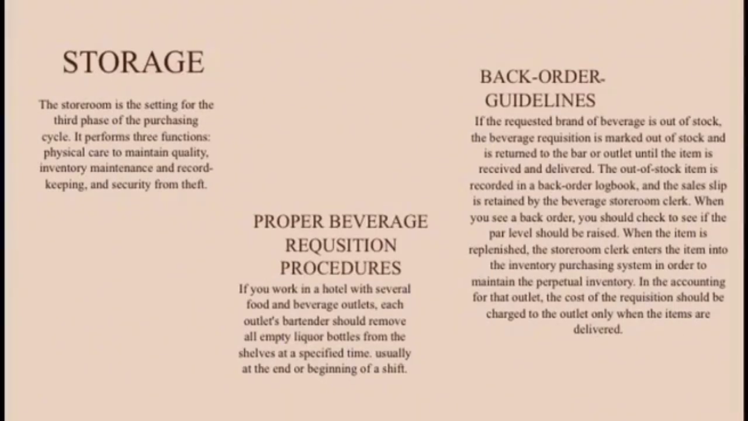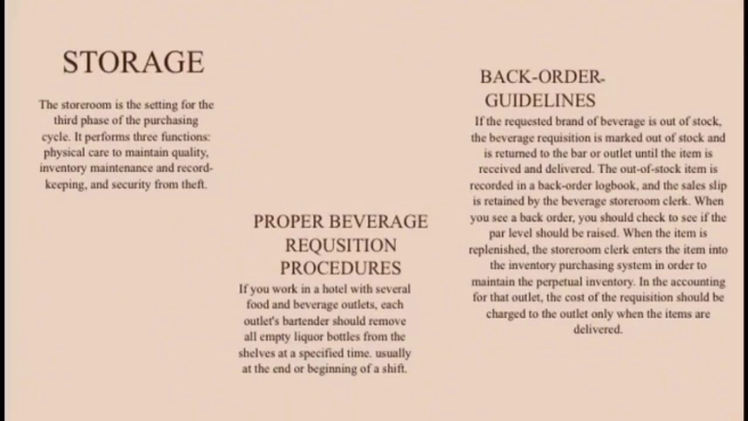Next is the jigger. When the item is replenished, the storeroom clerk enters the item into the inventory system in order to maintain a perpetual inventory. The requisition should be charged to the outlet only when the items are delivered. The jigger is used to measure pour sizes and fill the drinks accurately.